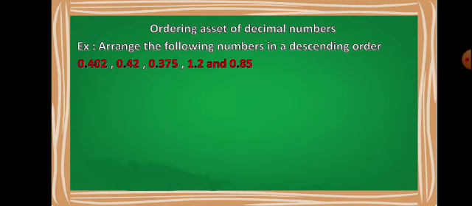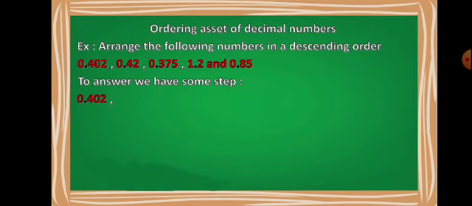To explain this, the first point: compare the whole numbers. In our example, only one number has a whole number, which is 1.2. So 1.2 is the greatest number.